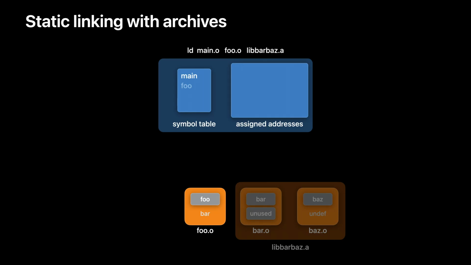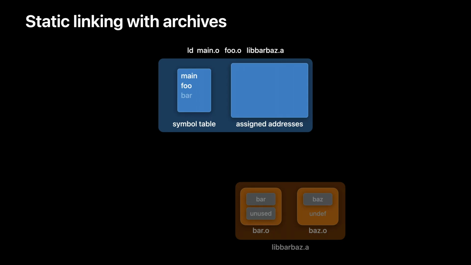The linker then parses the next file in the command line, which is foo.o. This file adds a definition of foo. That means foo is no longer undefined. But loading foo.o also adds a new undefined symbol for bar.